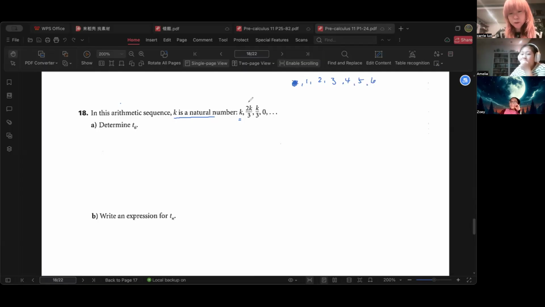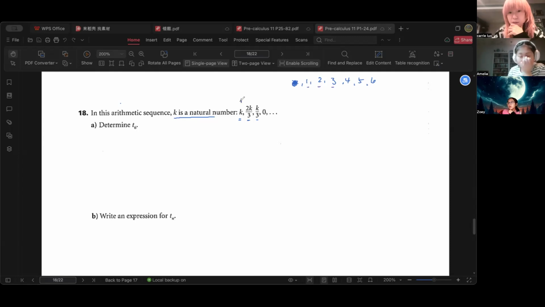So 2k over 3, k over 3. Does it say it's a natural number? No, it doesn't say. It may be a fraction, maybe a natural number. Okay. But the only thing we know is whether this is a decreasing or an increasing sequence. Decreasing, because k is 1, 2, 3, 4.